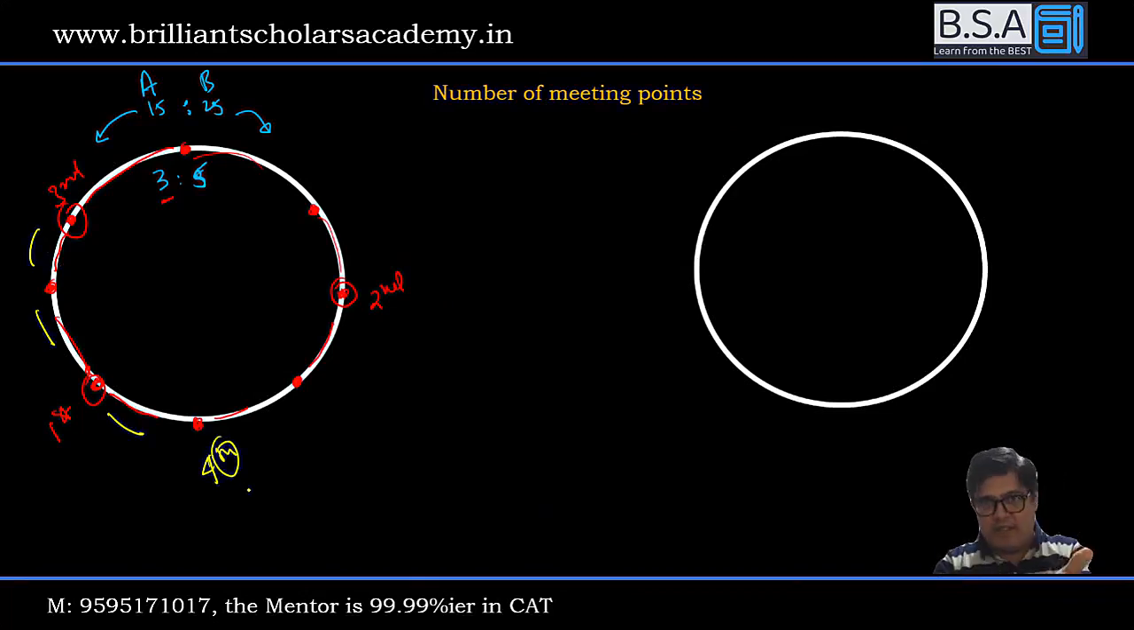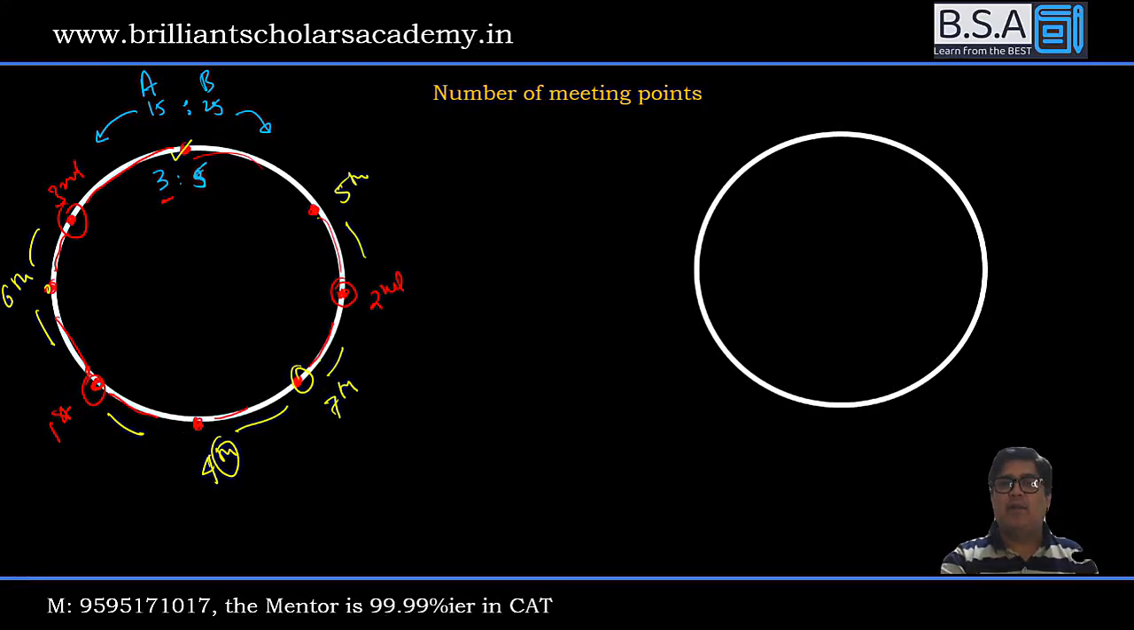As it is common sense, if this is going to be the 8th point, opposite one will be the 4th. Again count 3. 1, 2, 3. This is going to be the 5th point of meeting. 1, 2, 3. This is going to be 6th point of meeting. 1, 2, 3. This is going to be 7th point of meeting. 1, 2, and 3. This is the final and the 8th.